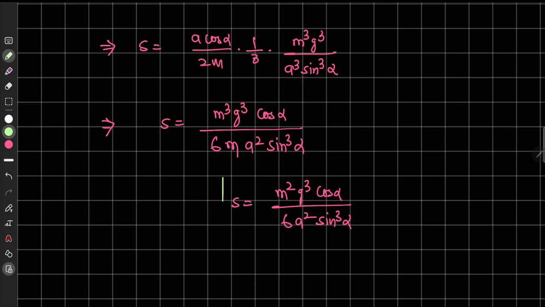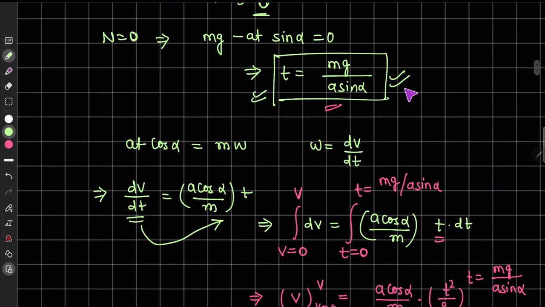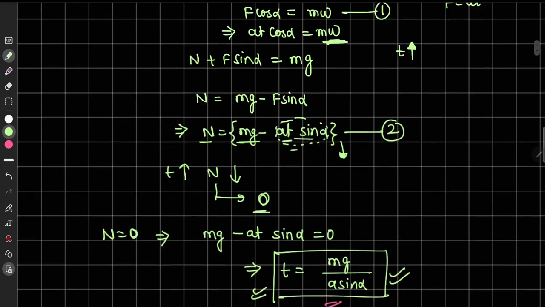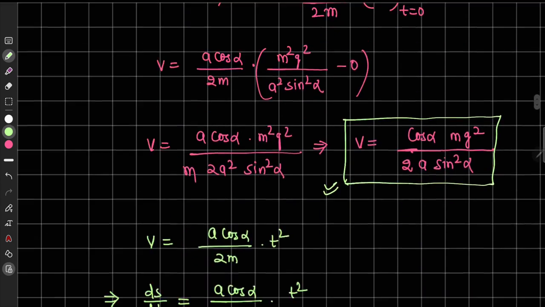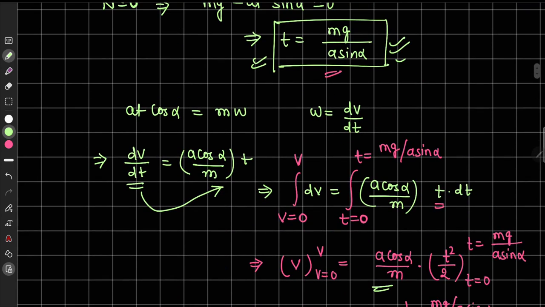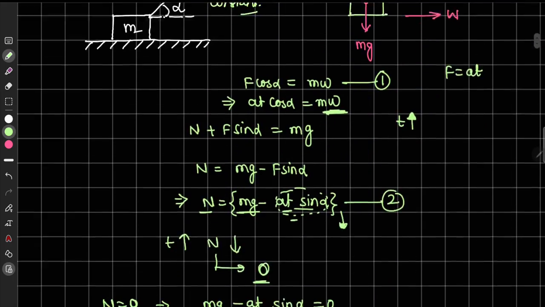So this is the expression of distance we got till the time moment t equal to mg upon a sin alpha, where the body of mass m is breaking off the plane. And we have also found the velocity at the time moment t equal to mg upon a sin alpha. I hope the entire procedure is clear.